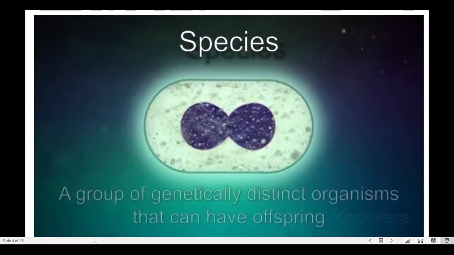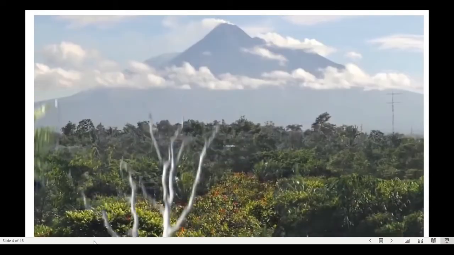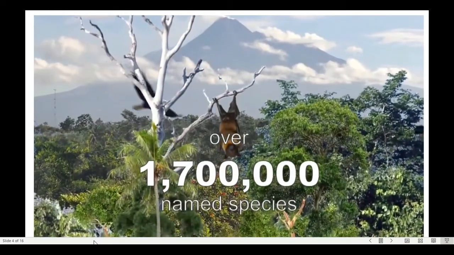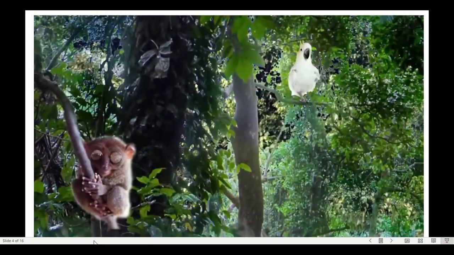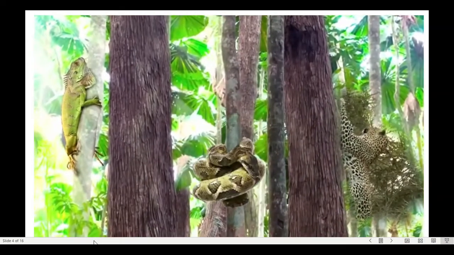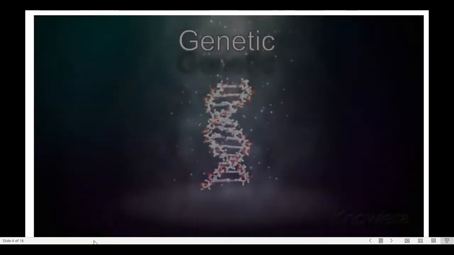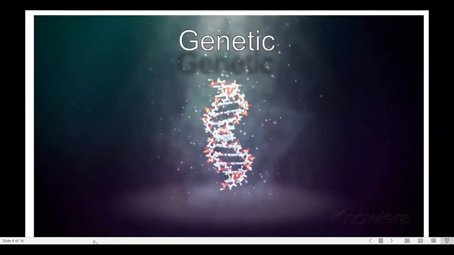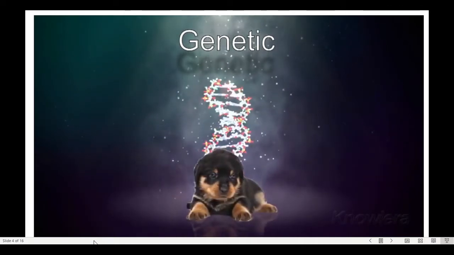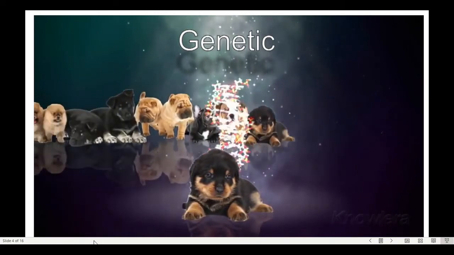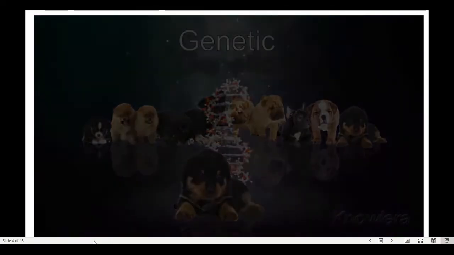A species is a group of genetically distinct organisms that can have offspring. To date, over 1.7 million species have been named, and new kinds of plants, animals, fungi, and microorganisms are being discovered all the time. Scientists have predicted that there are between 3 and 30 million species on Earth. Genetic biodiversity means that the genes within a species vary. For example, all dogs belong to the same species, but there are many different breeds that have genes for different traits, such as size, color, and coat type.